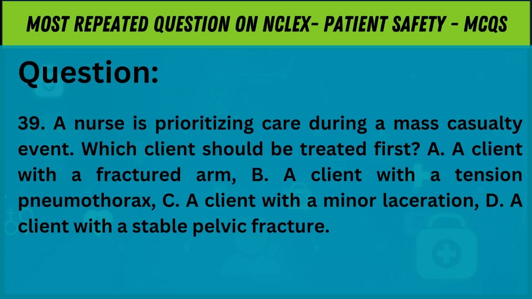39. A nurse is prioritizing care during a mass casualty event. Which client should be treated first? A. A client with a fractured arm. B. A client with a tension pneumothorax. C. A client with a minor laceration. D. A client with a stable pelvic fracture.